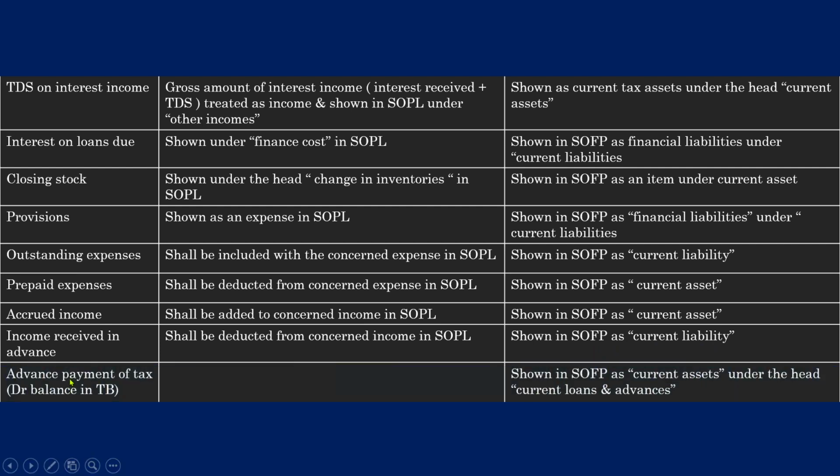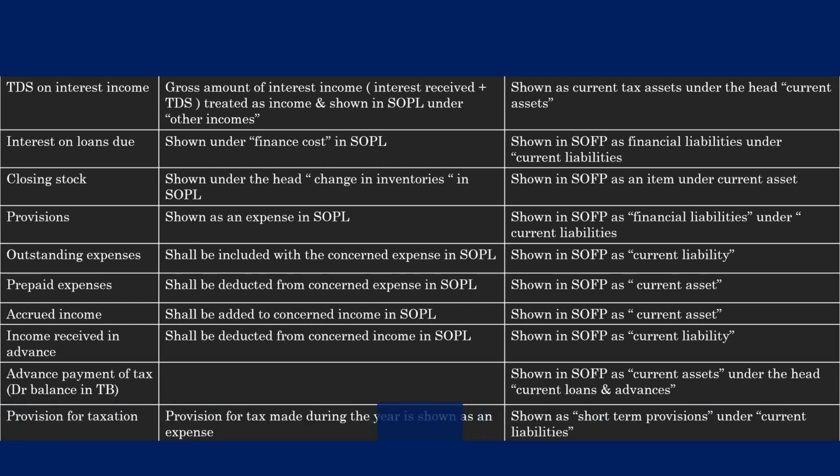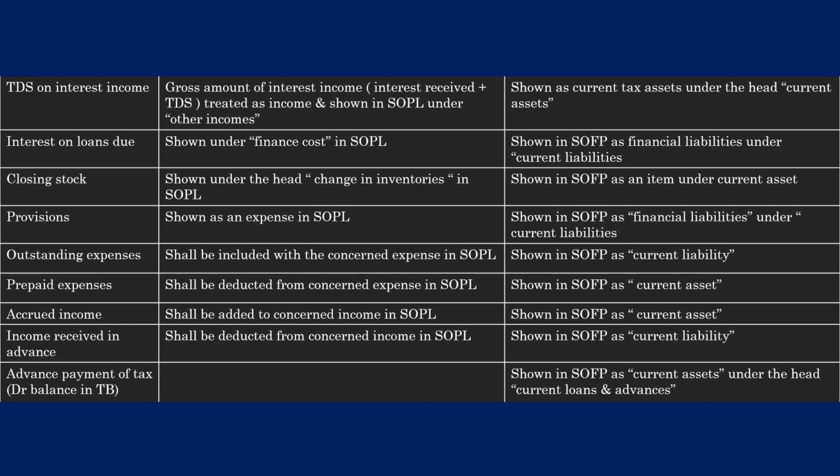Next one, advance payment of tax. Usually it will be given as an item in the trial balance. Sometimes it may be given on the adjustment side. Anyway, remember, if advance payment of tax is given in the trial balance, it will be shown on the debit side. So advance tax paid by the company appearing as a debit balance in the trial balance shall be shown in the balance sheet under current loans and advances, under the head current assets.